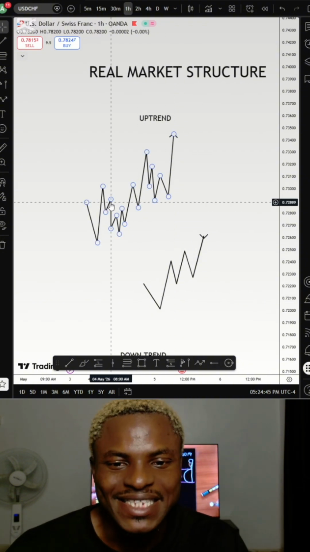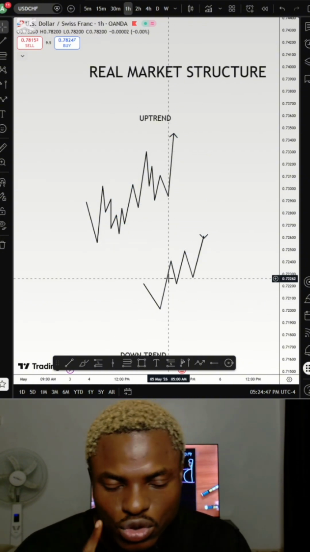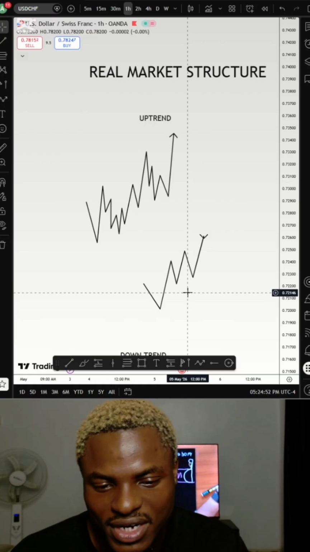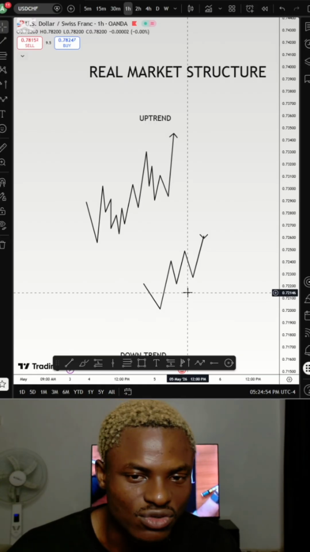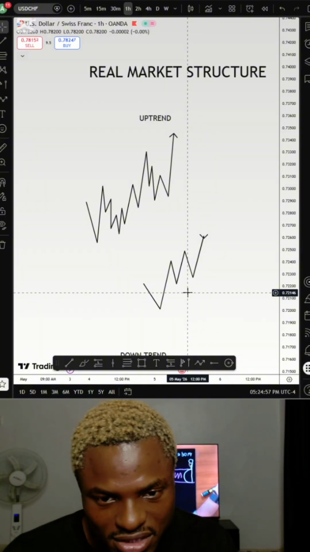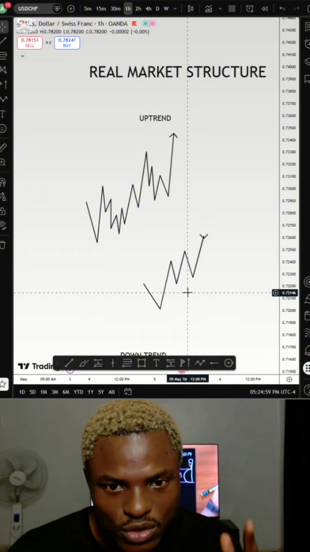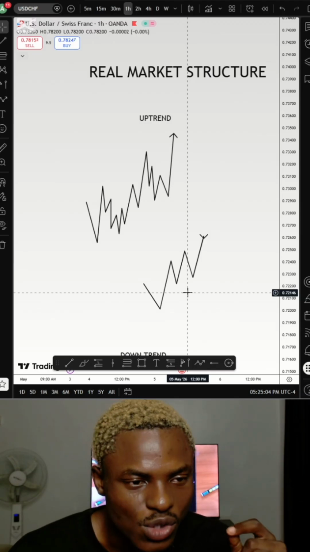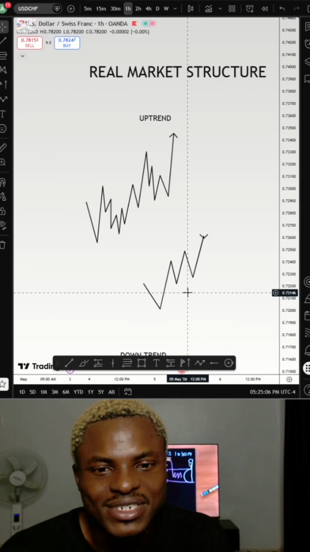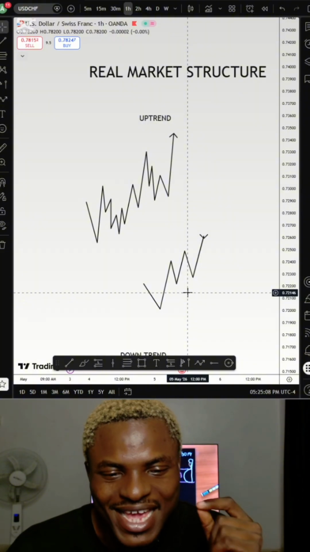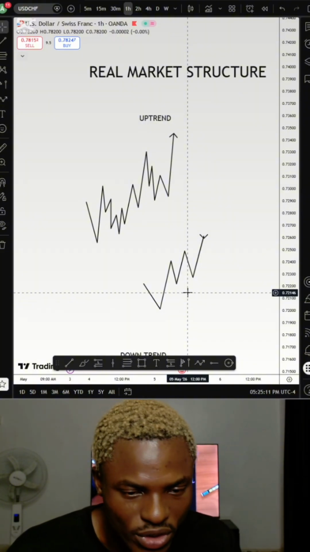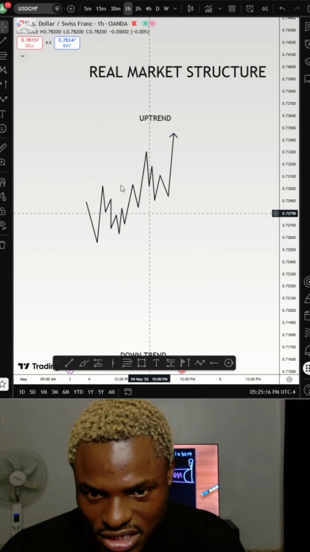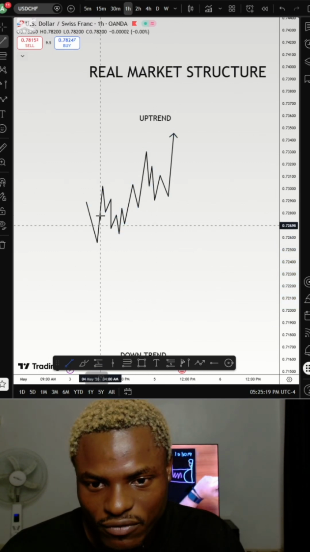So in the internal structure, you should not be picking your change of character, because if you pick your change of character in the internal structure, you are just trading the internal structure and not paying attention to the external structure. So whenever you want to pick a correct change of character, always make sure that you are picking the change of character from the highest time frame, the external structure. That's what you should always be dealing with. And how do you identify your external structure in this market scenario right here? So this is our first break of structure right here.